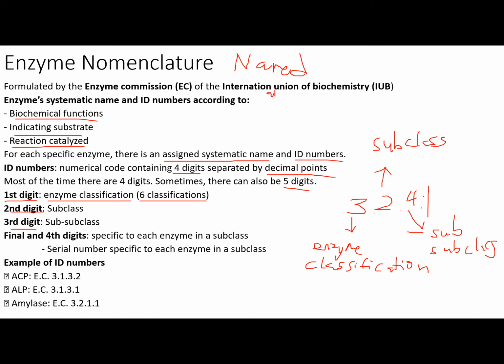So it is like an identifying marker, class, the fourth digit. It's specific to that enzyme. It's like a serial number specific to each enzyme in a subclass.